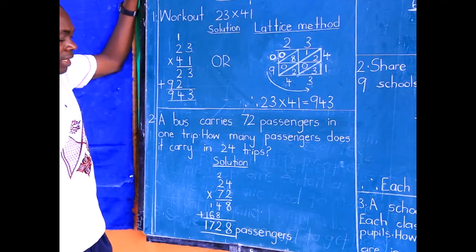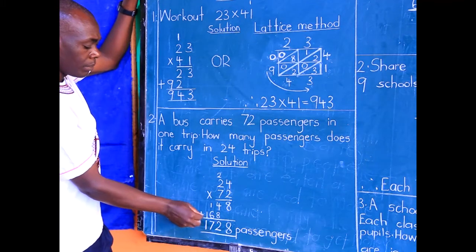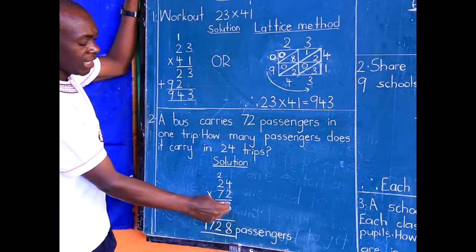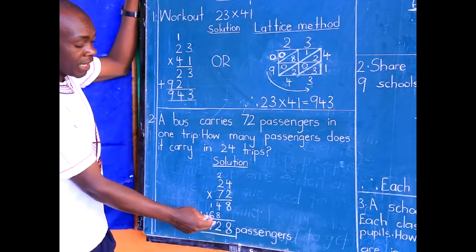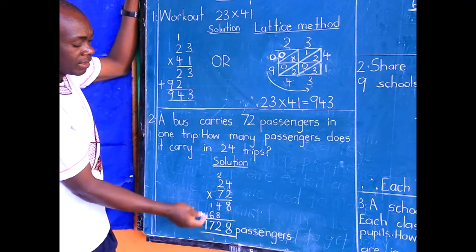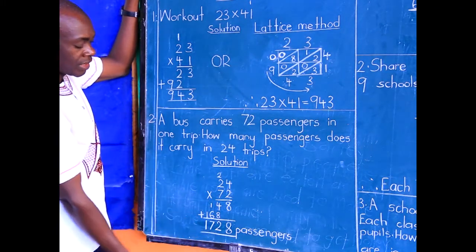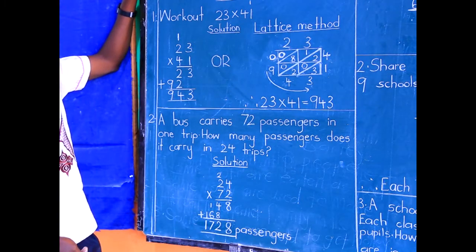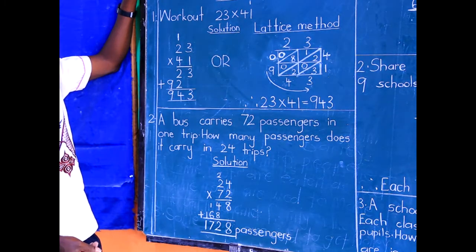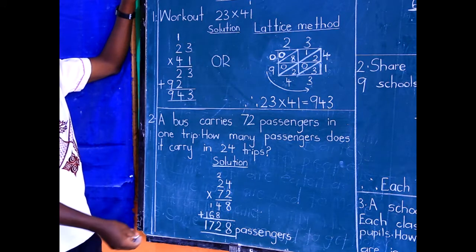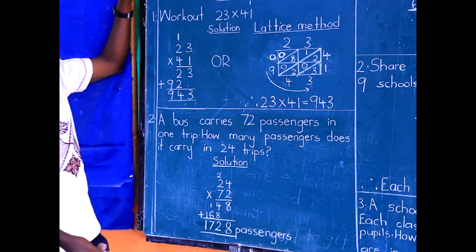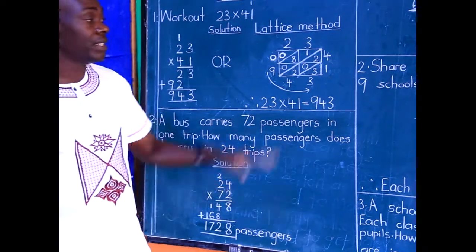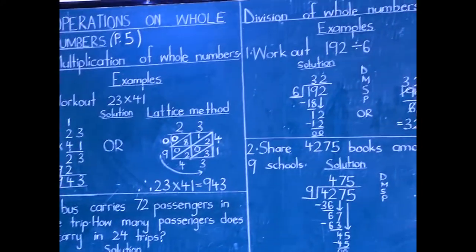And now we do the addition by putting the plus sign of that operation, addition, and now start adding. 8 plus nothing, you get 8. 4 plus 8, you get 12. Write 2, regroup 1. Now 1 plus 6, you get 7. And this one is written down. So by coming as many as 24 times to fetch the 72 passengers, the bus would have taken 1,728 passengers that day. Please, you multiply properly. That is how you will be successful.